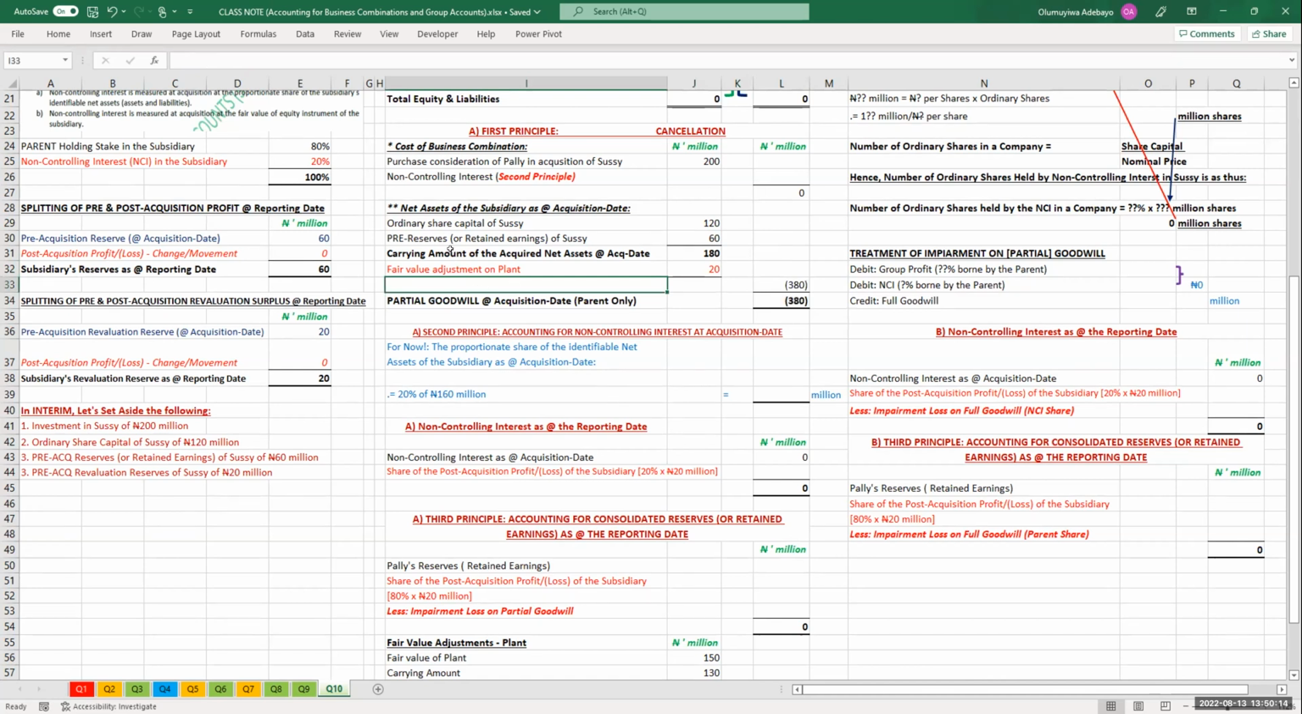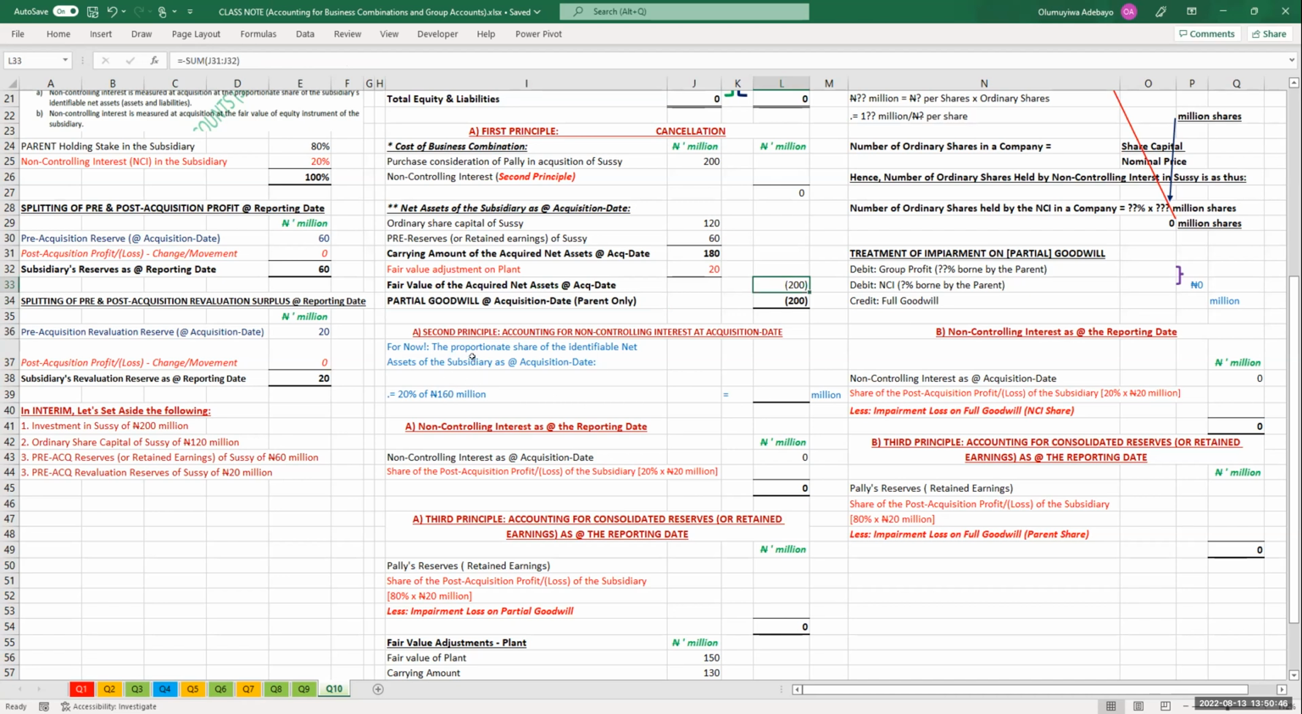I'll call this now, which means this 200, because of the increase arising from the fair value. I'll call it fair value, not carrying amount. Which means at this point, we cannot compare apple with apple, because the consideration is already measured at fair value. And that is this 200.